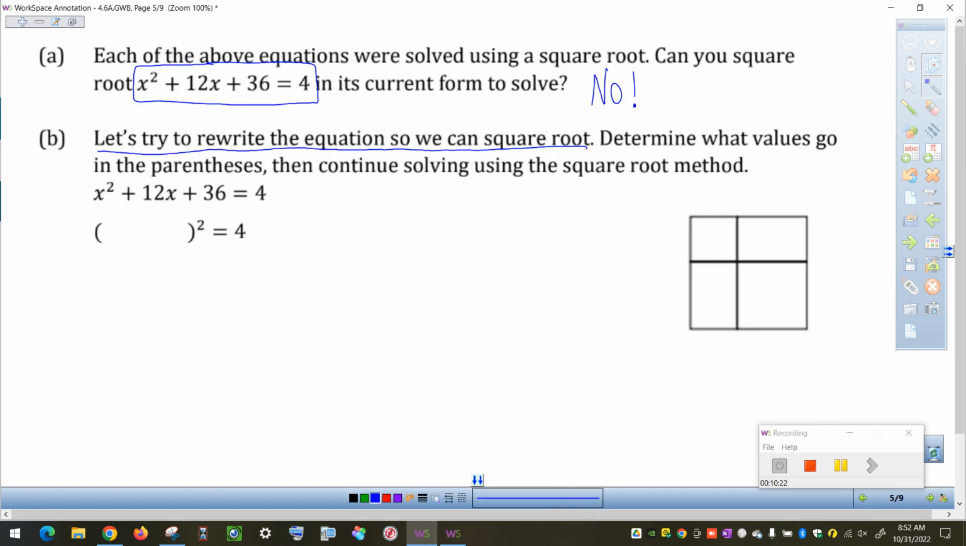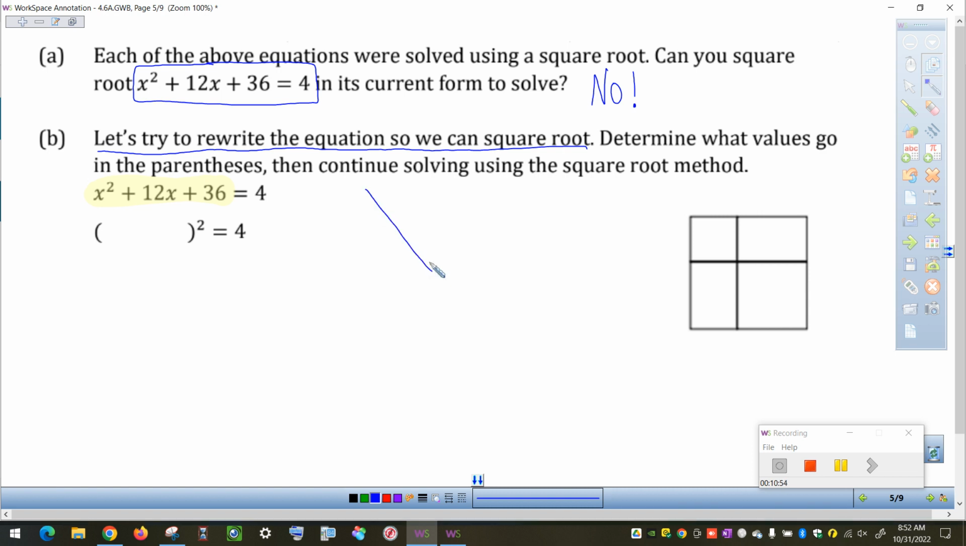So what's special about this x squared plus 12x plus 36 is that it's a special trinomial. It's a perfect square trinomial. And so we can factor that into something that looks like this, a quantity in parentheses that's being squared. If we make it look like this, then we can use the square root method. Let's talk about a couple of ways that we can factor that x squared plus 12x plus 36.